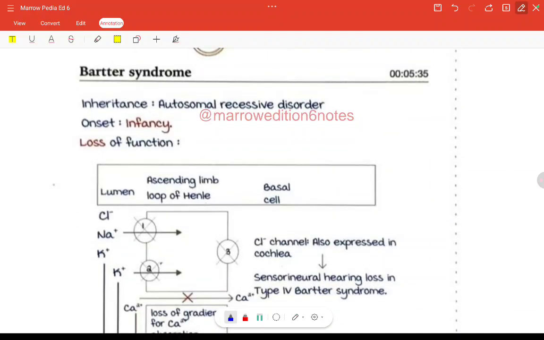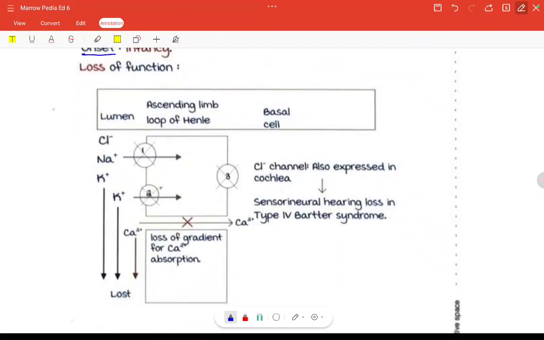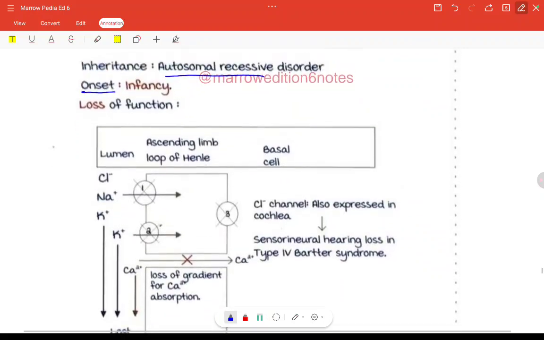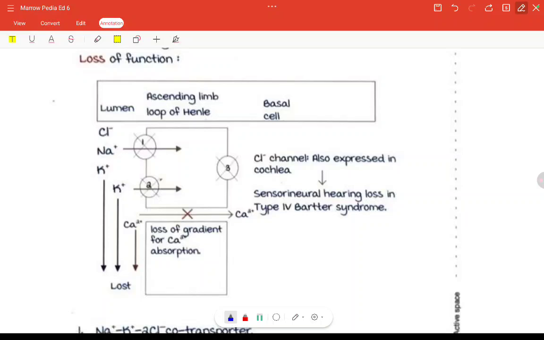Bartter syndrome, inheritance: autosomal recessive disorder, onset is in infancy. We already saw that only Liddle was autosomal dominant and the others are autosomal recessive, and onset is in infancy, and there is loss of function of the sodium potassium 2 chloride channel, right, in Bartter's. So what is happening is potassium is lost along with calcium. The chloride channel is also expressed in the cochlea, so there is sensorineural hearing loss in type 4 Bartter syndrome.